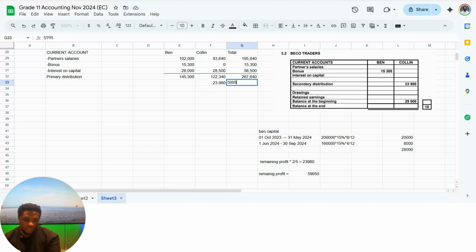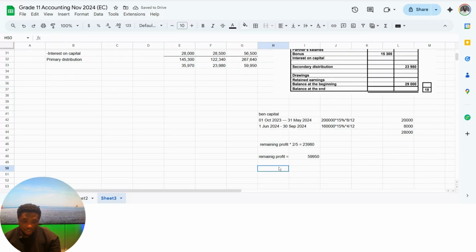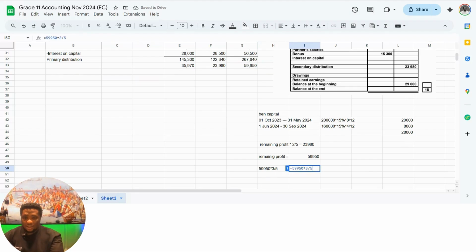So you might as well put it in that column, and then the difference is basically what goes to the other partner, which is 35,970. An alternative way to calculate this would be to take that 59,950 multiplied by 3 over 5. And you will see that it's going to give us that exact 35,970, as you can see. So that would be the secondary distribution, which you can also call the final distribution. So, secondary distribution of these profits.